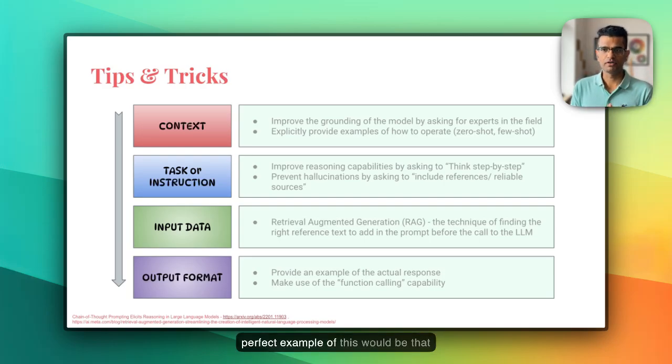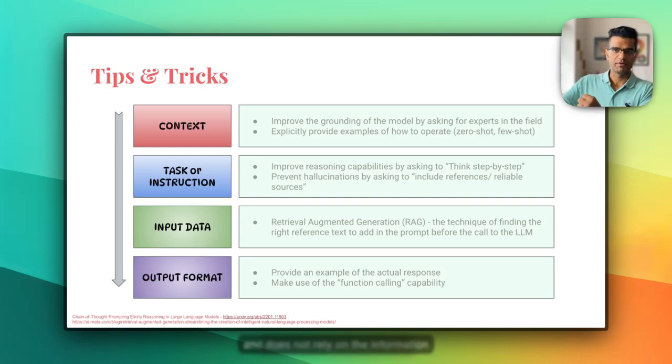A perfect example of this would be that if you are working at a company, you typically have documentation in the form of Confluence documentation or a Notion page or something like this. This is private to your organization and likely nothing that the LLM has seen before. And so you can retrieve certain aspects of it and include it in the context so that the LLM then responds or summarizes that information and that information only, and does not rely on the information that is coming from its world knowledge.